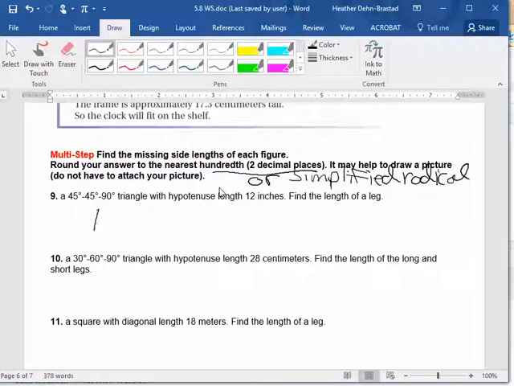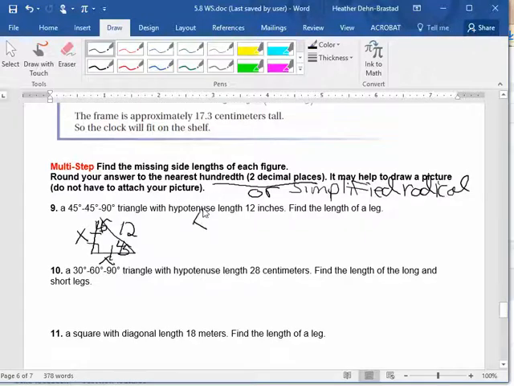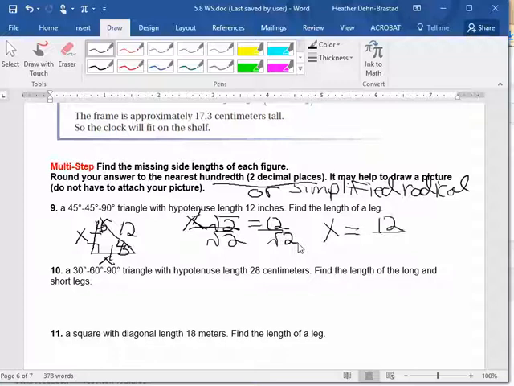A 45, 45, 90 triangle means a right triangle where the 2 legs are congruent, and these angles are 45. The hypotenuse is given to us as 12, and you have to find the length of a leg. Remember that the shortcut theorem says that if you take one leg and multiply by the square root of 2, you get the hypotenuse. So we need to divide by the square root of 2, and when we do that, we would have to rationalize the denominator.